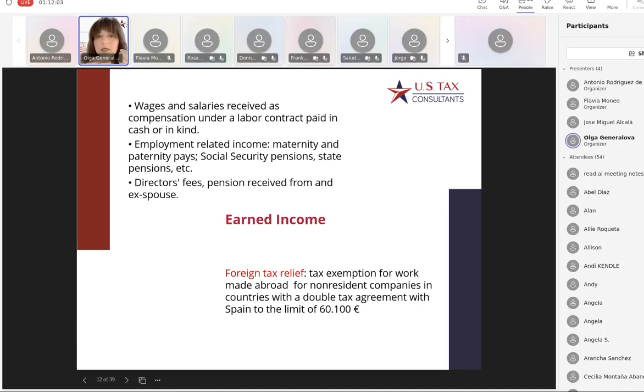But if you are a Spanish tax resident with NIE, then that income is exempt with progression. It means that it counts to calculate your tax rate, but the rate is applied only to the rest of your taxable income.